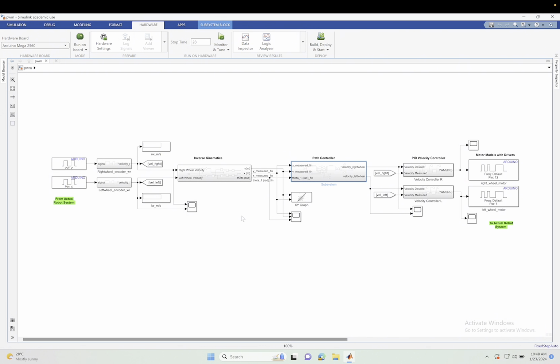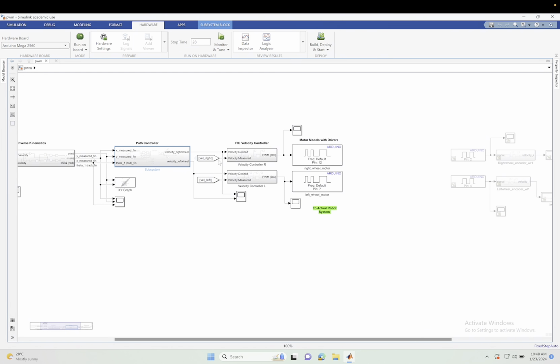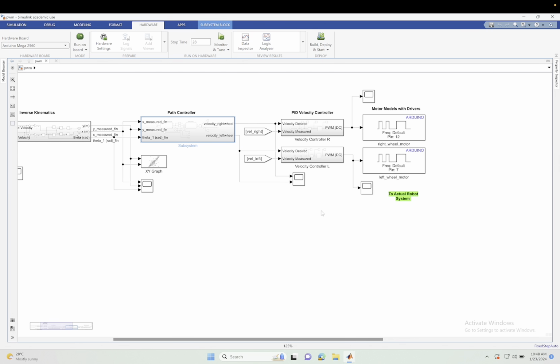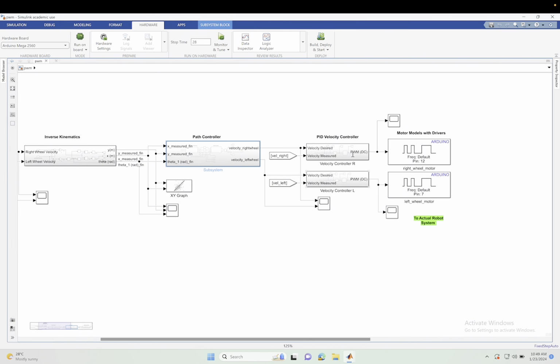Let's go back. Now that we've looked into the path controller, which gives out the desired velocities, we feed these desired velocities into the PID controller for the motor velocities. This one picks the velocity which is desired and the velocity which is measured. The measured velocity is the velocity we picked up here from the robot, and we feed them into the controller. The purpose of the controller is to give us an output PWM signal that becomes our new duty cycle for the wheel, so that it can turn at a certain speed. And we tested this and it was working perfectly.